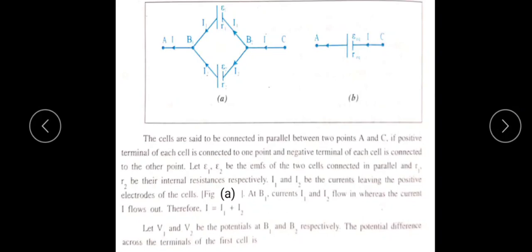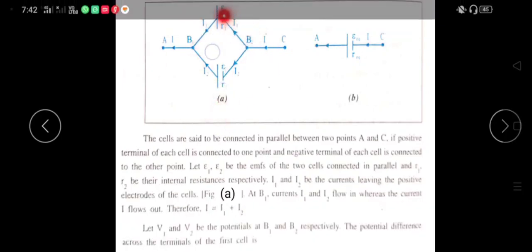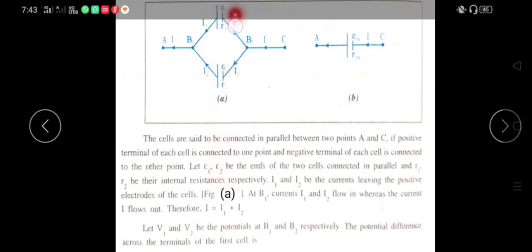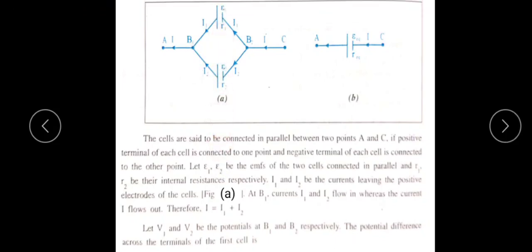See, let us consider two cells which are connected in parallel between 2 points A and C. See here, this is A and C. Between these 2 points, there are two cells connected here. If the positive terminal of a cell is connected to one point and the negative terminal of each cell is connected to another point, whatever number of cells you consider, all positive terminals are connected to one point and all negative terminals are connected to one point.